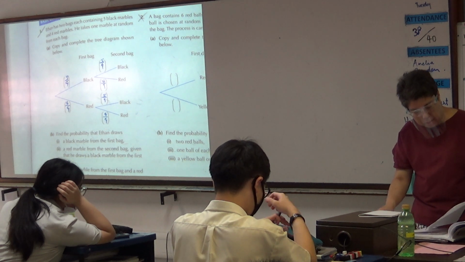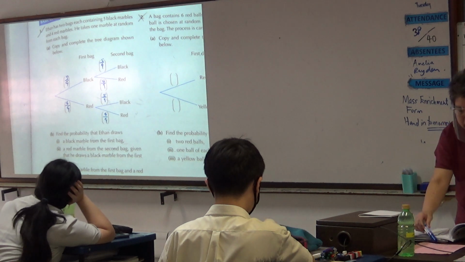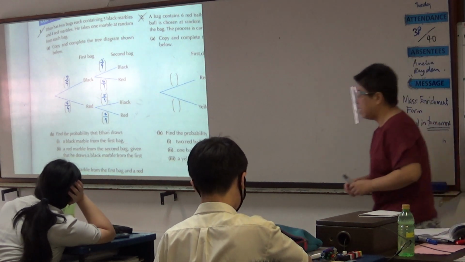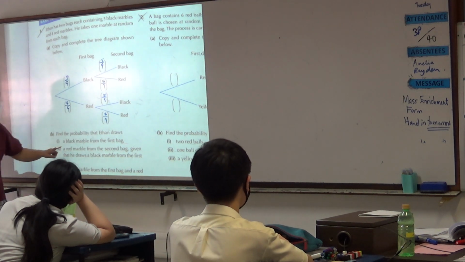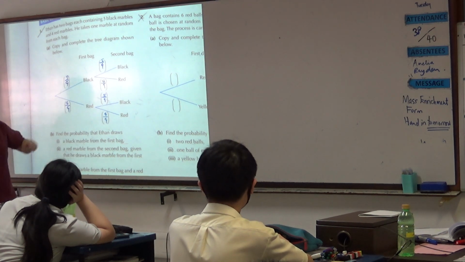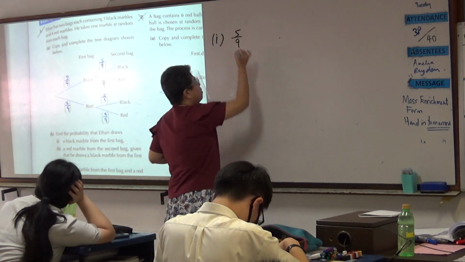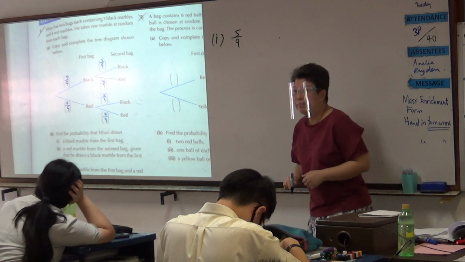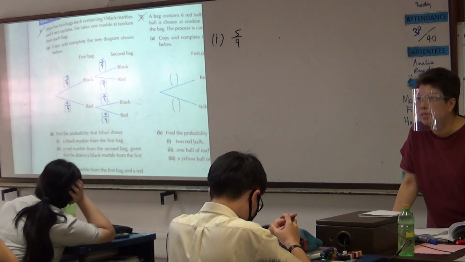Question number 1. Okay, good. Now let's look at the first question. What did they ask for? I want you to read the question carefully now. Find the probability that Ethan draws a black marble from the first bag. Now this one is easy, right? The probability is just 5 over 9, right? Is everybody clear that it's 5 over 9?